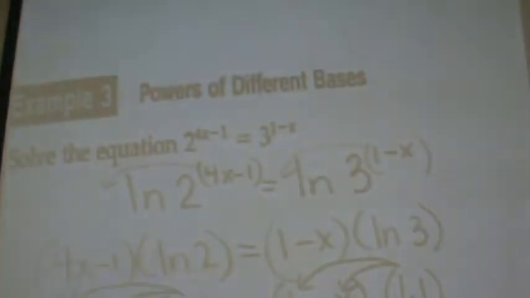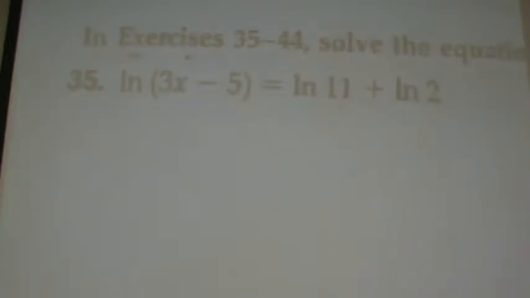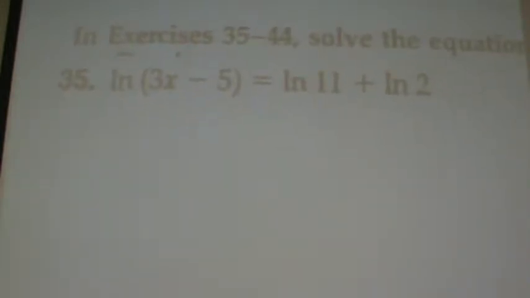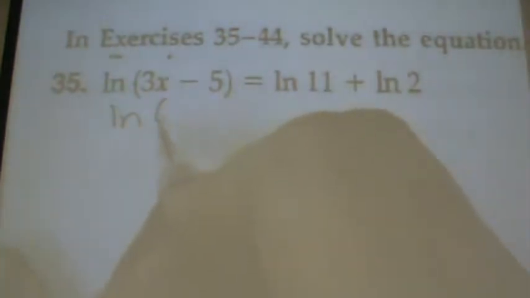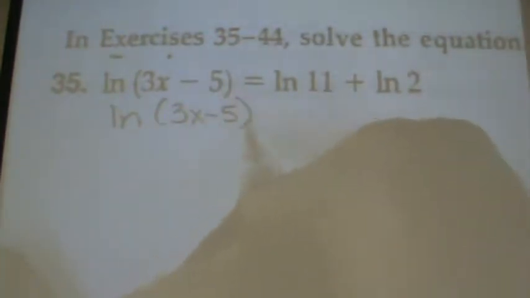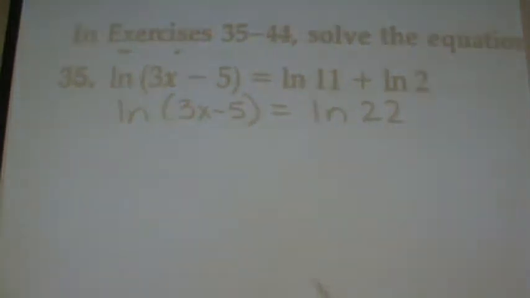Okay, so let's keep working. 35. This is your homework. We're going to do them. 35. Give you a second. Look at the problem. What could you condense? Which side and what would it be? The right side. What would it be? I heard 22. Good job. Now you can cross out what? The ln's.